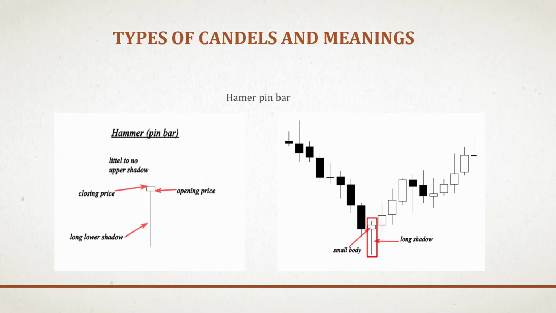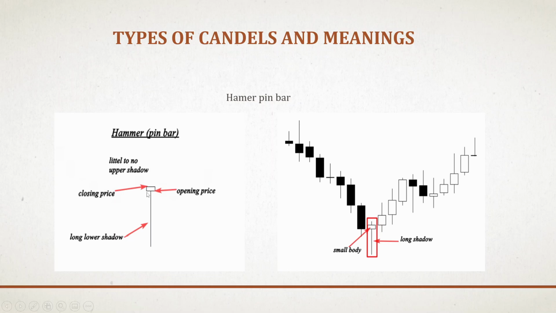Now, for another one that is very important, this is the hammer pin bar. The hammer pin bar is one that we will use a lot, and also with the moving average we will use this one, because this one is very nice, accurate, and gives a clean entry really. So what is a pin bar?